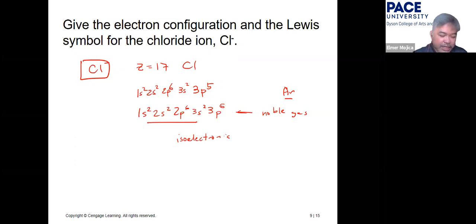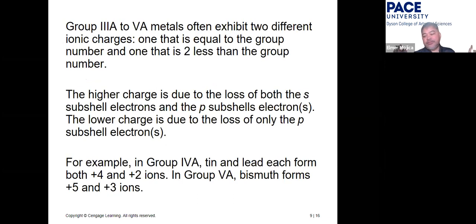Now, if you look at some of the metals, some of them have different ionic charges. Remember the Roman numeral way of writing in chapter 2? One of them has a charge equal to the group number, and one is 2 less than the group number. Why is that? It has something to do with the s subshell. That's why there's always a difference of 2, because the s orbital can only have 2 electrons. So the higher charge is due to the loss of both the s subshell and the p subshell electrons. The lower charge is just due to the loss of only the p subshell electrons.